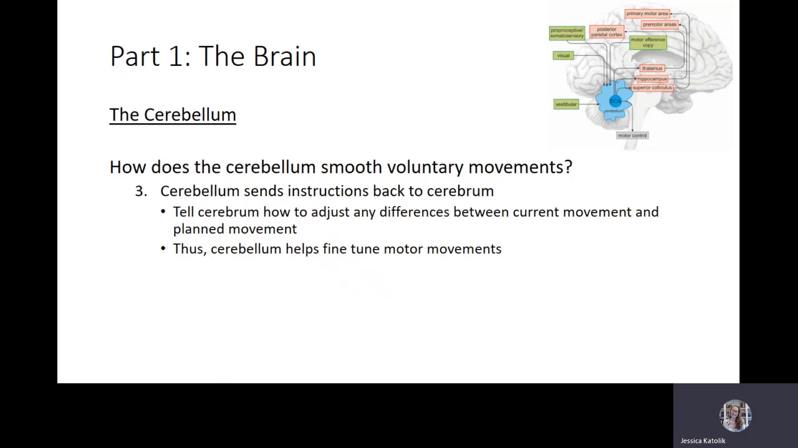Then the cerebellum is going to send this information back to the cerebrum, and it's going to say, hey, this is where our body is right now. This is the planned motion that you would like to do, and this is what you have to do to correct or make any adjustments to those motions. Eventually, this information is going to go back through the cerebellum and into the motor neurons, and then continue that motion. So it's going to help with that fine tuning of these motions of our body.